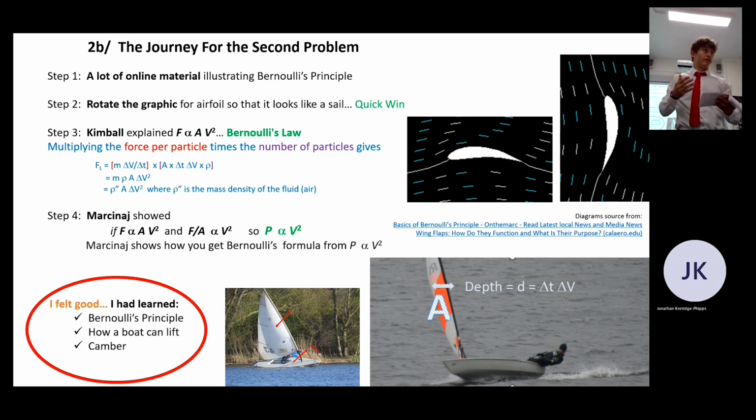So once I discovered this, I was on my way. From the book Kimball, which I was reading from in 2010, I learned that force is proportional to the area times the velocity squared, i.e. Bernoulli's law. Using pressure as force divided by area, if I substitute that in, I get pressure proportional to velocity squared. This concurred with the equation I showed in the previous slide, if you're looking at the presentation, and that's essentially how I derived it.